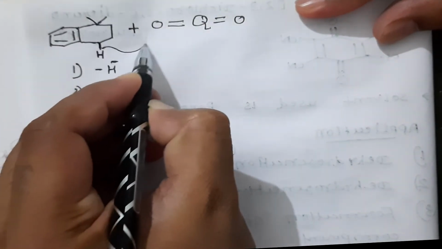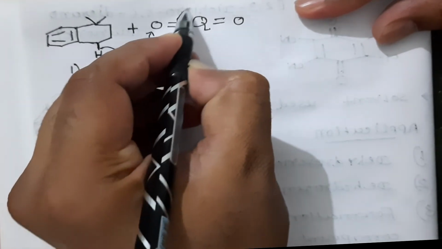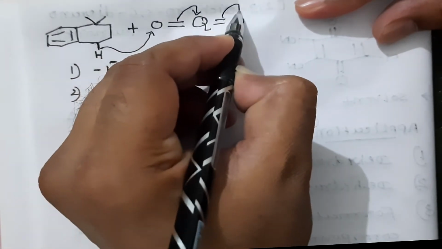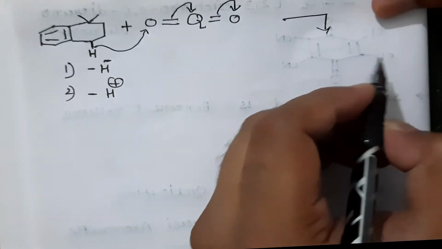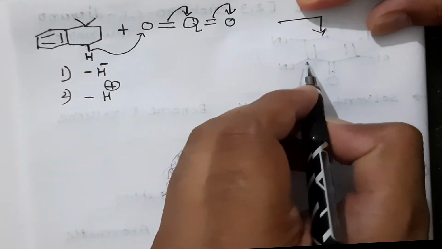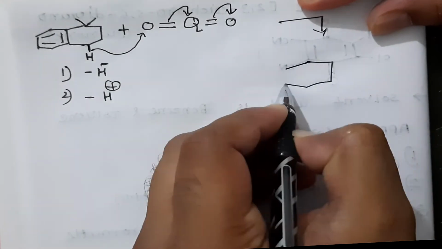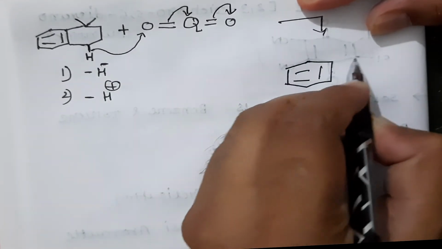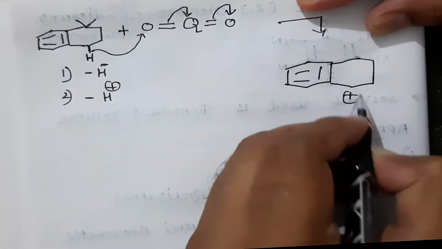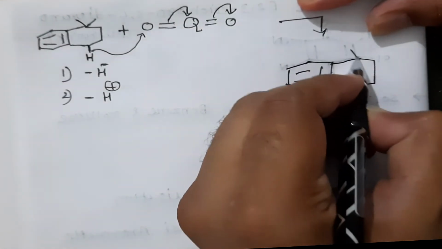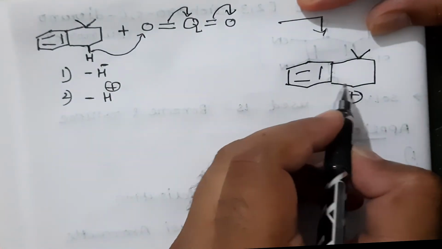This H minus attacks here. This double bond is shifted here, and this bond is shifted here. So what happened in the first step? There is a formation of carbocation like that, and this carbocation is stabilized via conjugation.